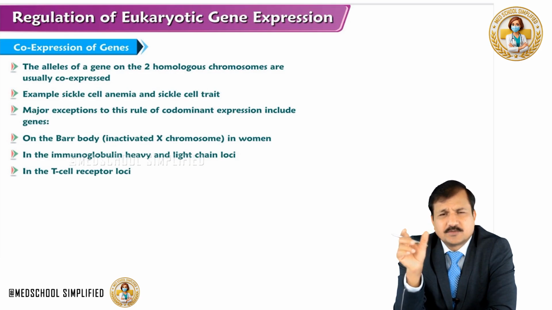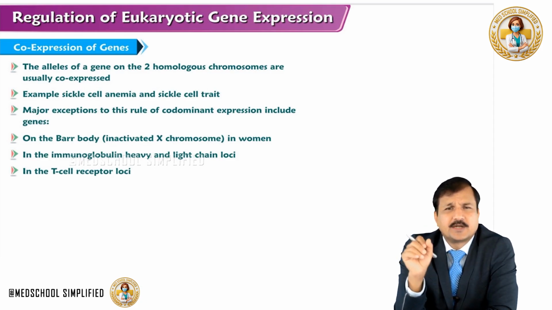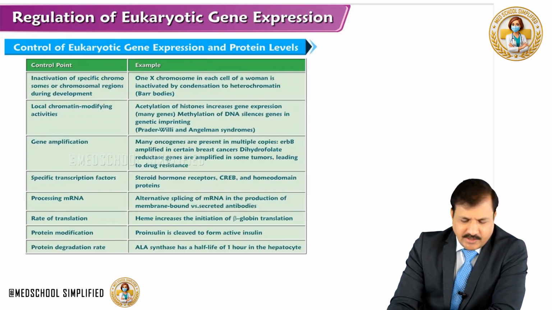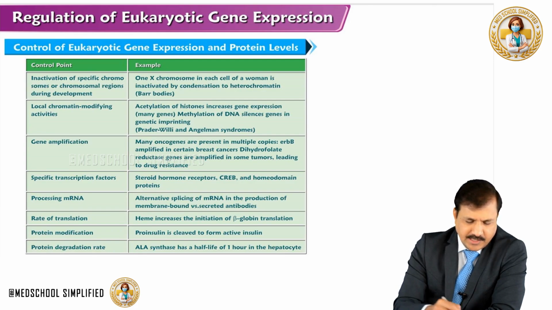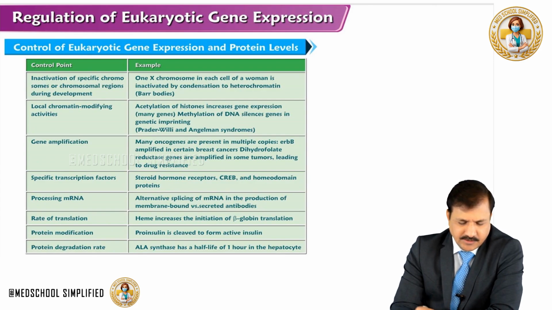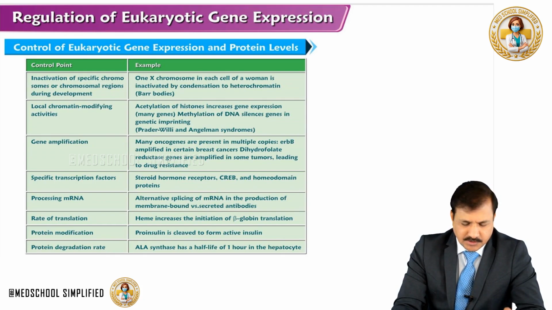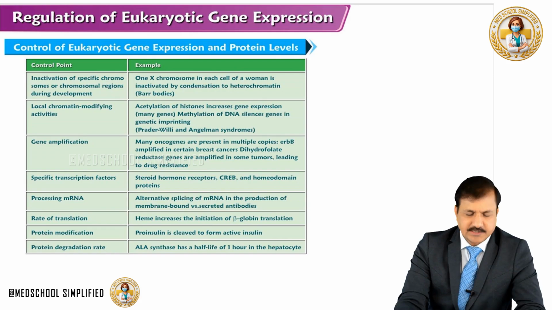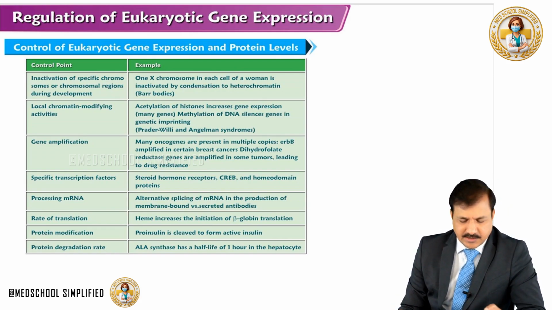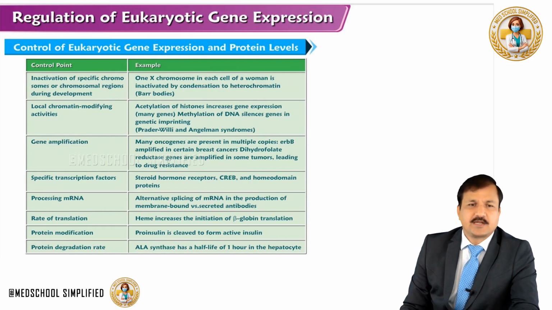So two homologous chromosomes having two copies, both the alleles will be expressed to make a complete quantity, like 100% quantity of protein that is adequate to maintain the cellular needs. So the control of eukaryotic gene expression and protein levels have control points, and examples are given here. Inactivation of specific chromosomes or chromosomal regions during development, it's about the Barr body and other things explained here. And then local chromatin modifying activities, gene amplification, specific transcription factors, processing of mRNA, rate of translation, protein modification and protein degradation rates, all that is briefly explained in the table.